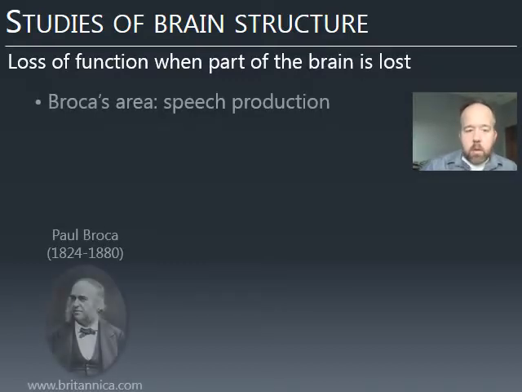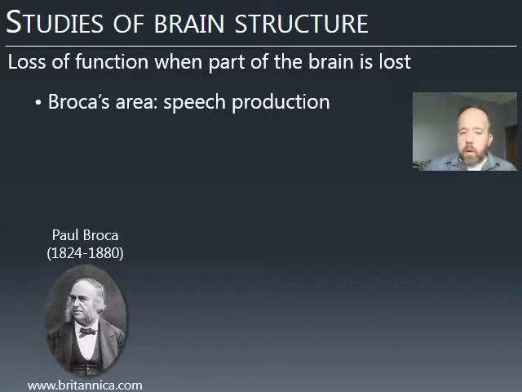So we've already mentioned in an earlier lecture Paul Broca. And one of the things Broca is famous for is having a patient who could no longer produce speech. This patient had suffered brain damage in a particular area in the frontal lobe, and that area is now known as Broca's area because Broca is the one who discovered that area is critical for speech production. You cannot speak intelligibly without it. And so that is what is needed to produce speech.